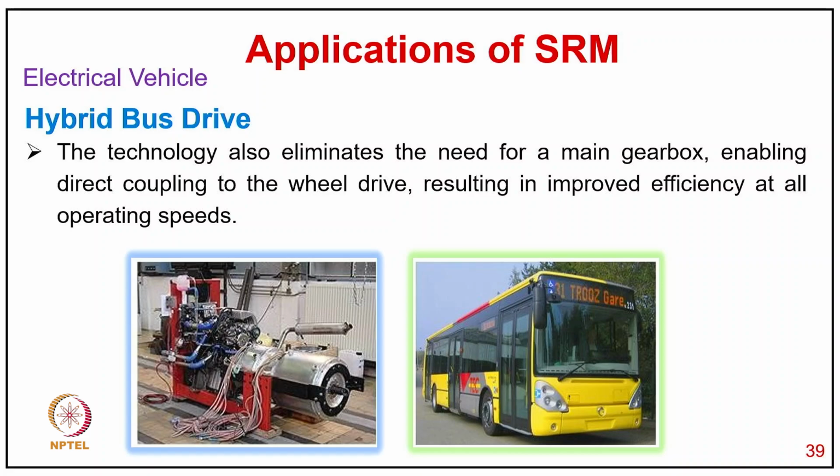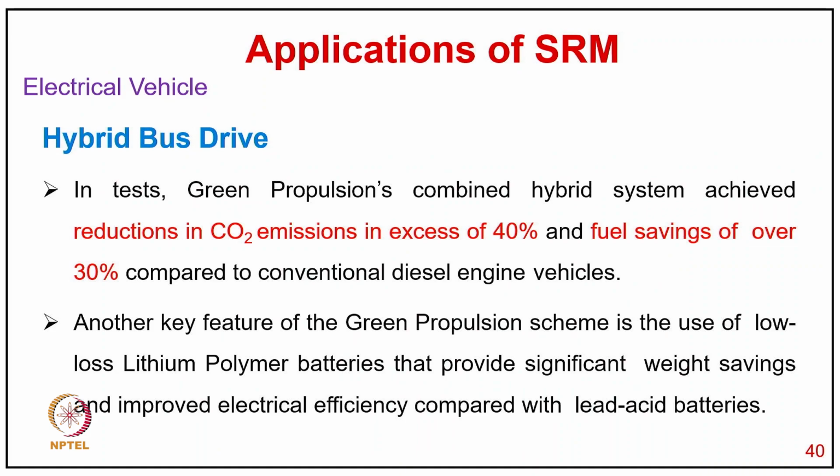So, this technology also eliminates the need for a main gearbox, enabling direct coupling of the wheel drive, resulting in an improved efficiency at all operating speed. So, in test, green propulsion combined hybrid system achieved reduction in CO2 emission in excess of 40% and fuel saving over 30% compared to conventional diesel engine vehicles. Another key feature of the green propulsion scheme is the use of low loss lithium polymer battery that provides significant weight saving and improved electrical efficiency compared with lead acid battery.